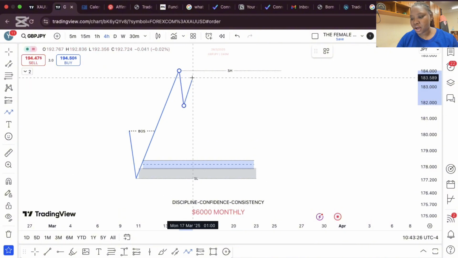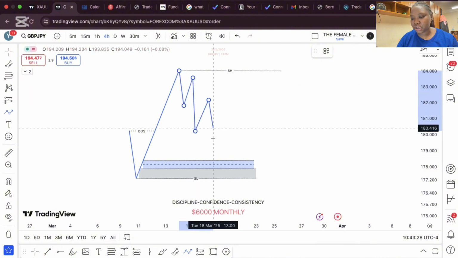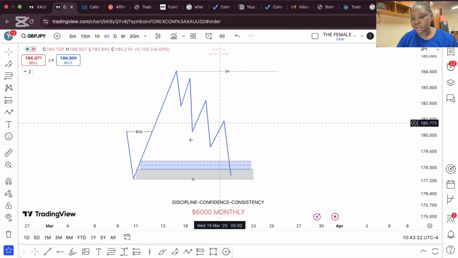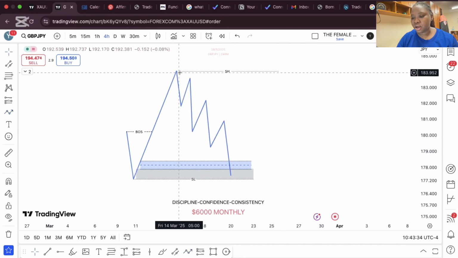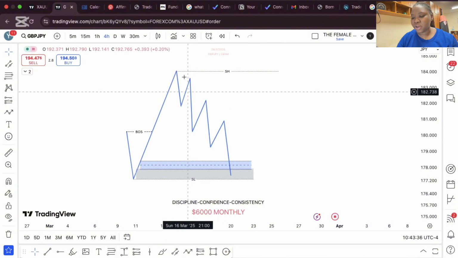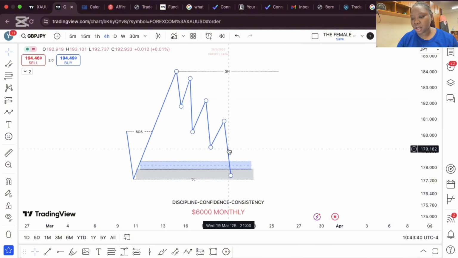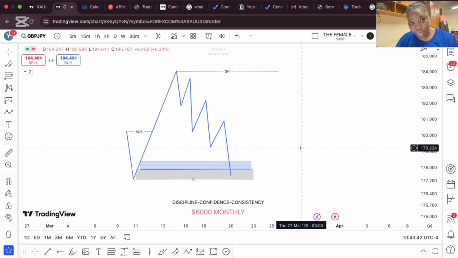So on the 1 hour, I want to see price create something like this, tap me in here, right? On the 1 hour, this is what I'm looking out for. I want to see the downtrend. Now if I'm seeing this downtrend on the 1 hour, that means I am looking out to sell.